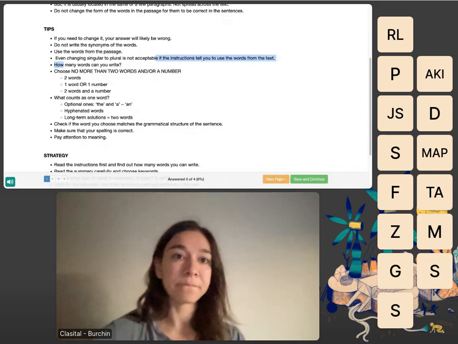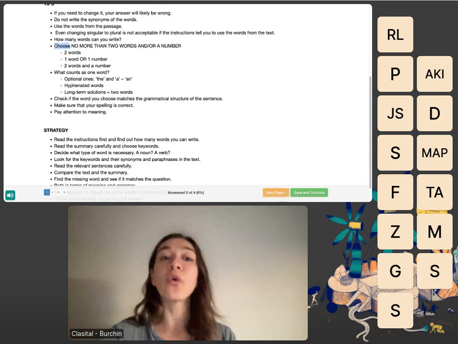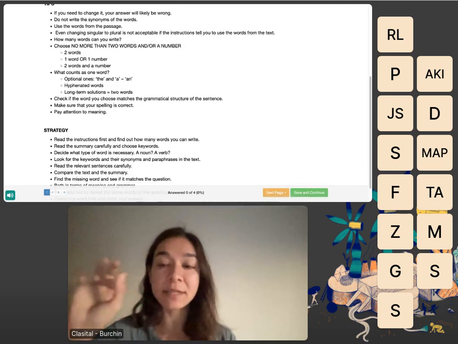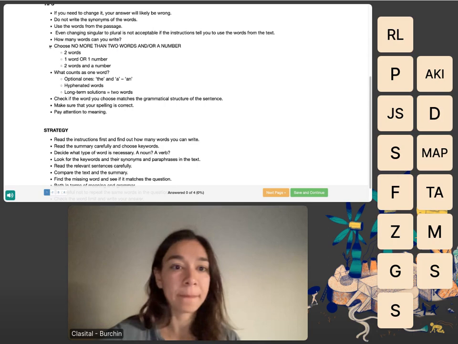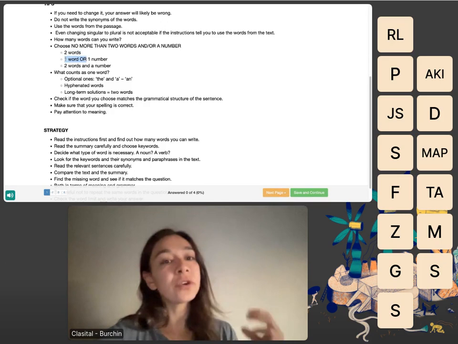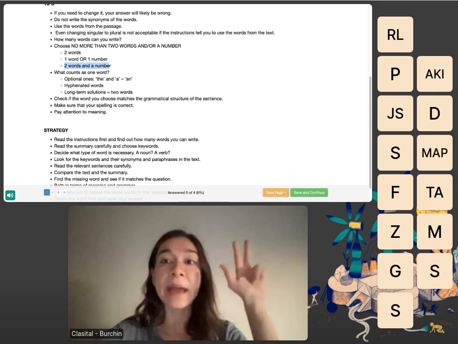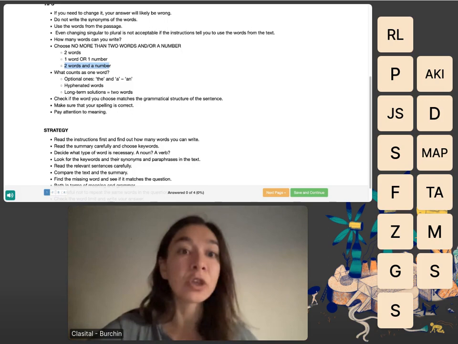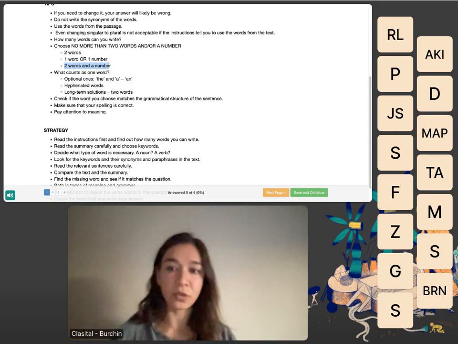Let's see an example. If it says choose no more than two words and/or a number, please pay very close attention to the "and/or" and "two." Choose no more than two words and/or a number. It means you can write two words, you can write one word or a number, and you can write two words and a number. So it can be three items too, but like it says, no more than two words and a number. Is it okay? I hope so. Okay.